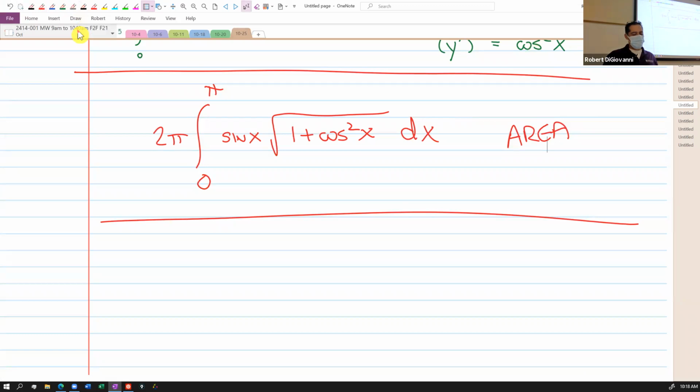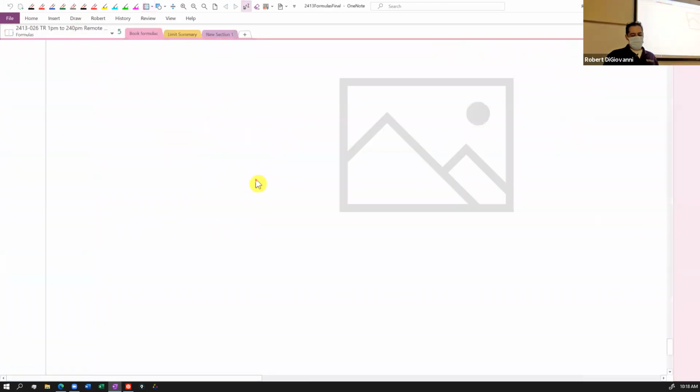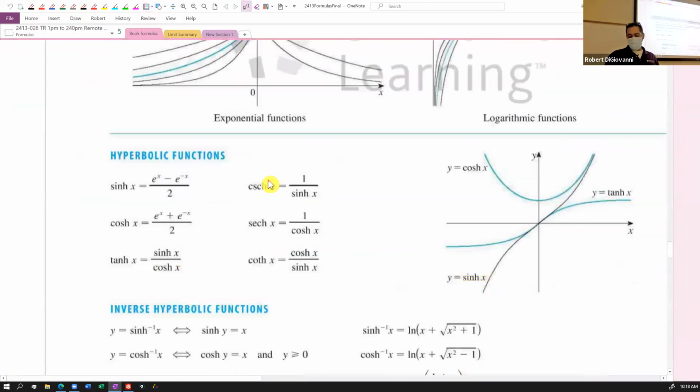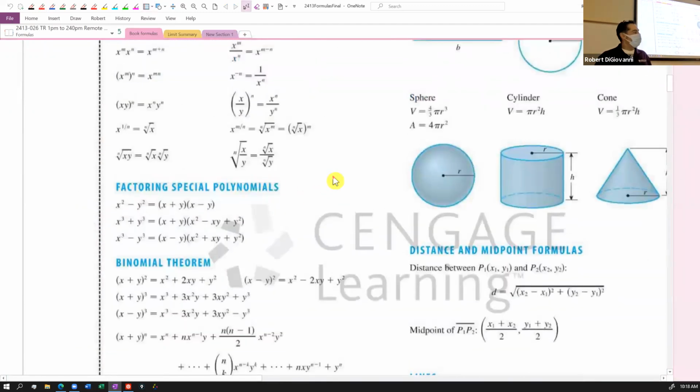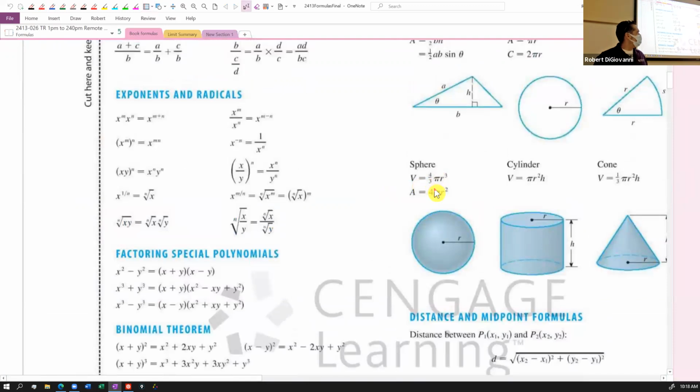That's not as common. If we go to our formula sheets, it's there. It's a very weird formula because it's so simple. For a sphere, the volume is 4/3 pi r cubed. We have proven that. The area is 4 pi r squared. 4 pi r squared, that's it.